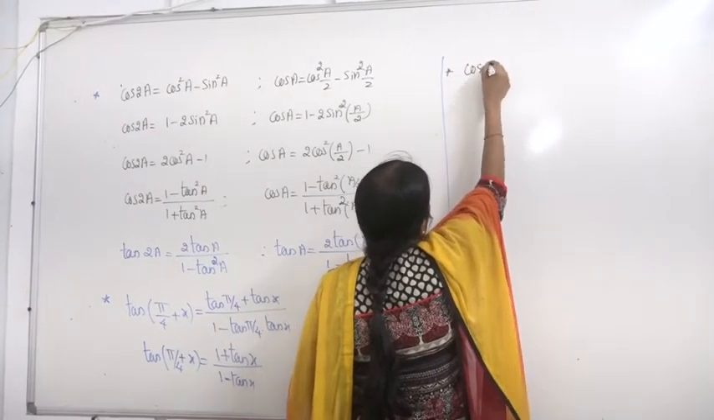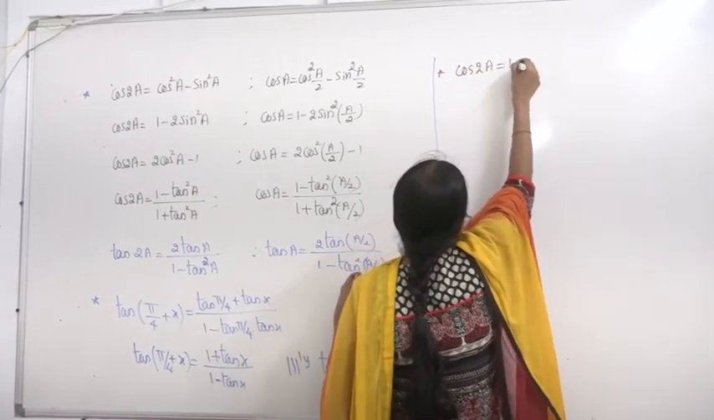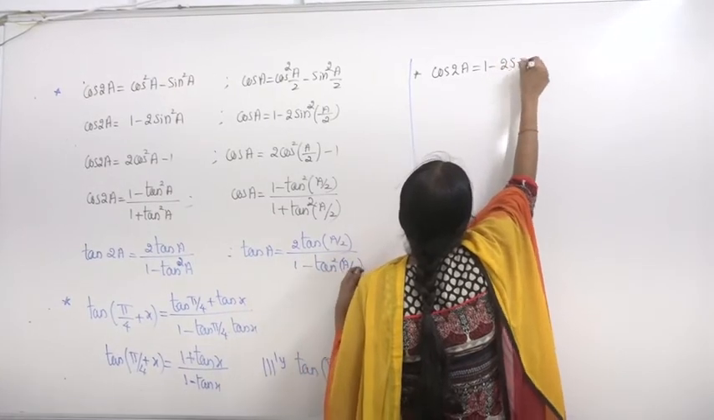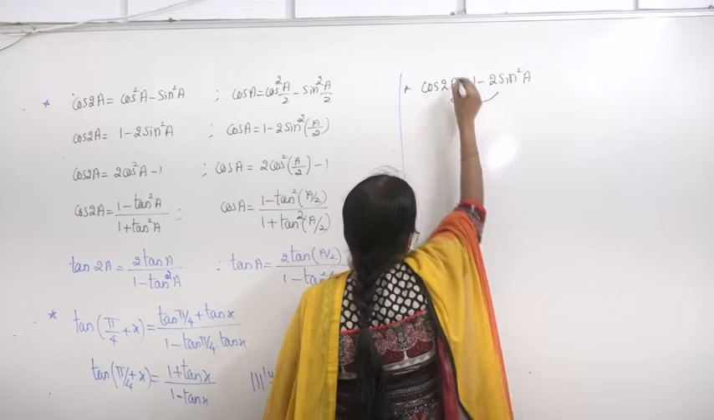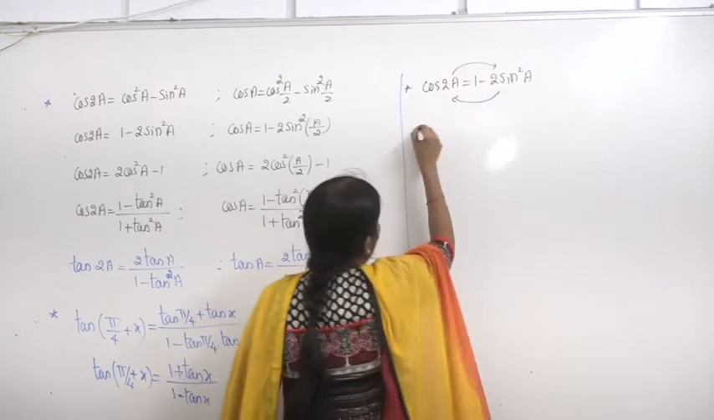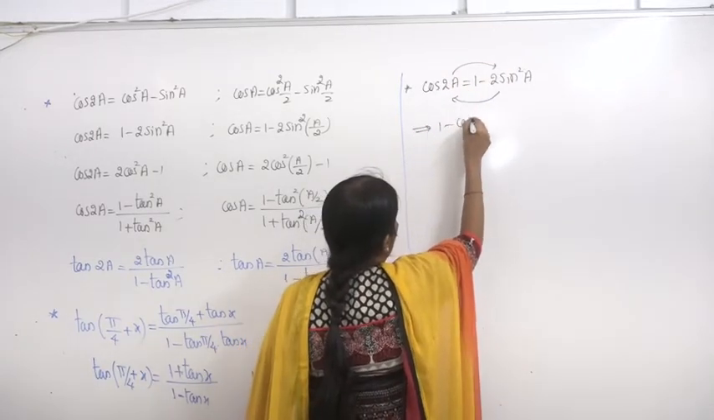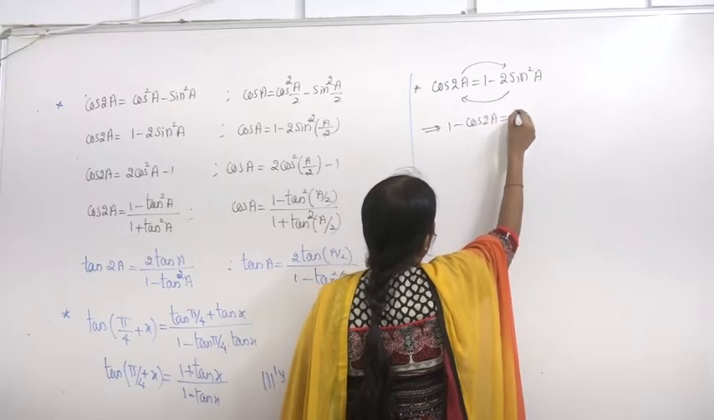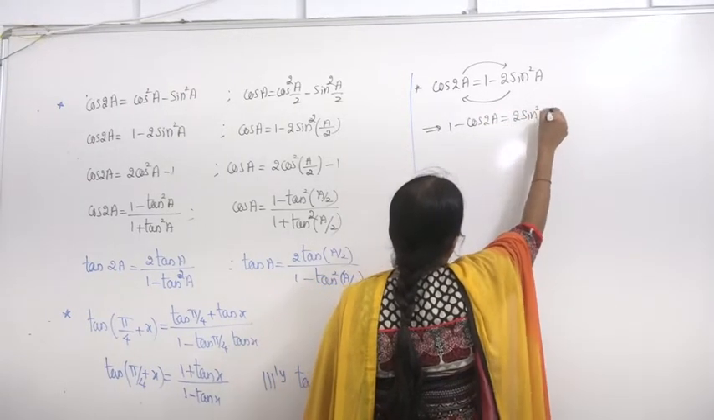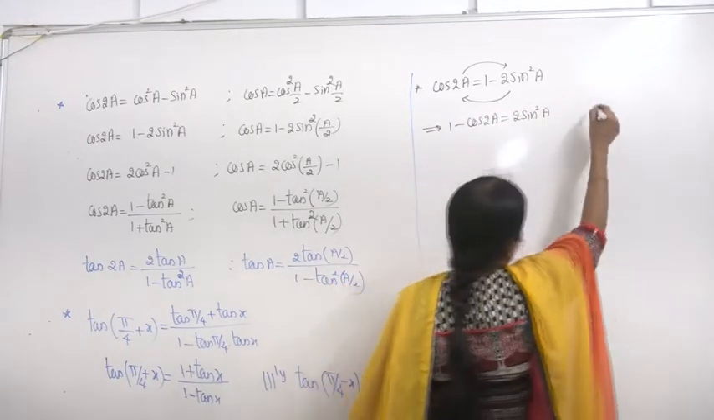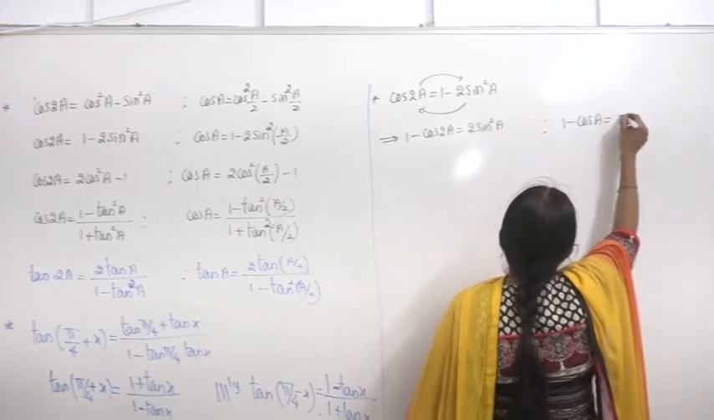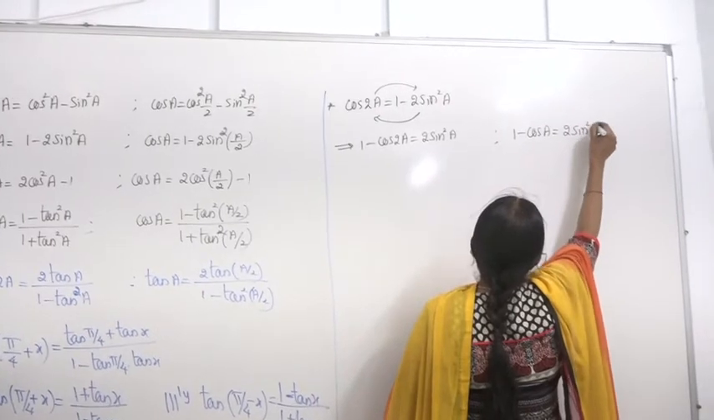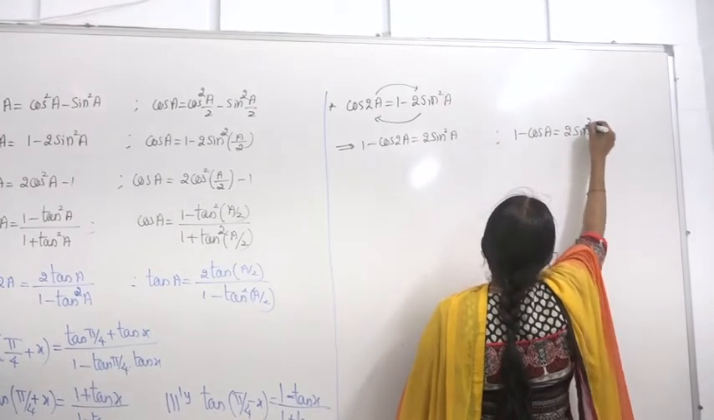We have cos 2a is 1 minus 2 sin square a. When you rearrange, taking this term on here and this term on here, you will get 1 minus cos 2a will be 2 sin square a. And the same thing if you are writing for the submultiple, what is 1 minus cos a? 1 minus cos a will be 2 sin square a by 2.